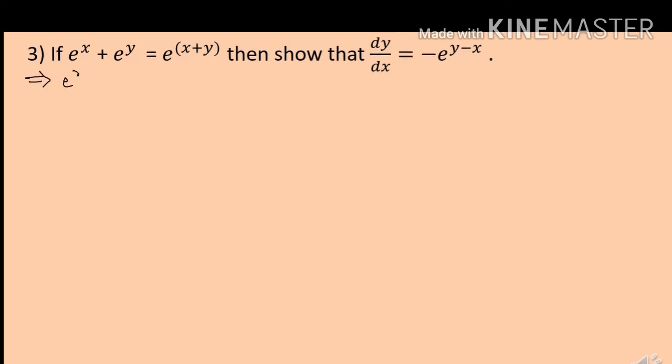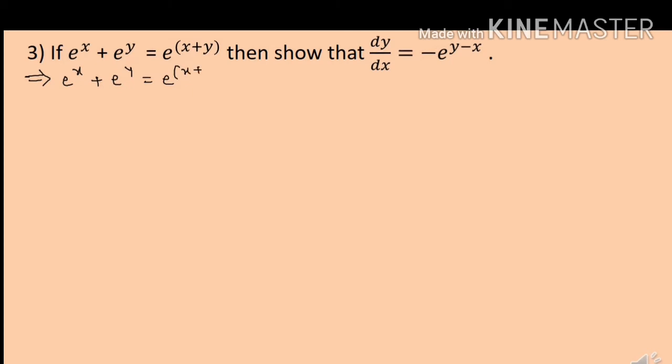So the third sum is e raised to x plus e raised to y is equal to e raised to x plus y. Then show that dy by dx is equal to minus e raised to y minus x. So let us first write what is given. E raised to x plus e raised to y is equal to e raised to x plus y. This is what is given.